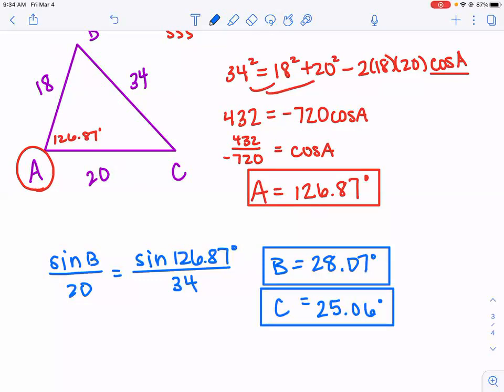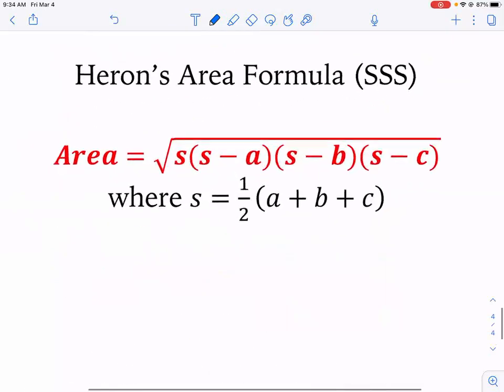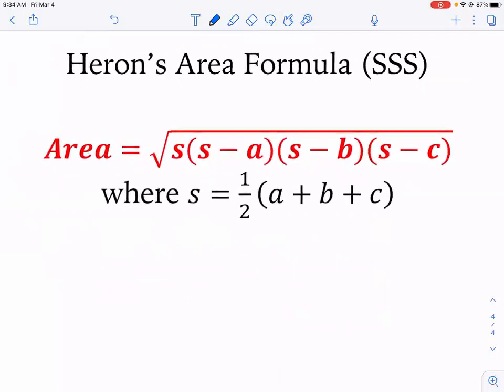Okay. Now I did promise you that I would teach you 2 different area formulas in this chapter. So on Wednesday, we talked about the area being 1/2 times side times the sine of the angle in between. And you practiced that on Wednesday. Now I want to remind you of this Heron's formula. If we know side, side, side, we don't have to solve for any of the angles. You can use this formula right here to solve for the area of your triangle. So go ahead and write it down.